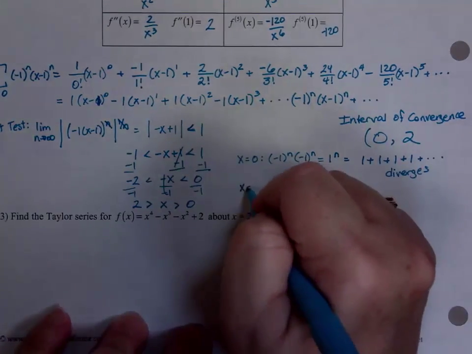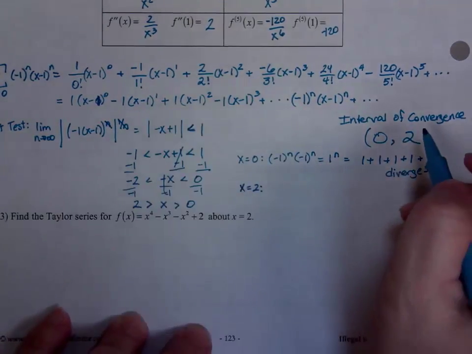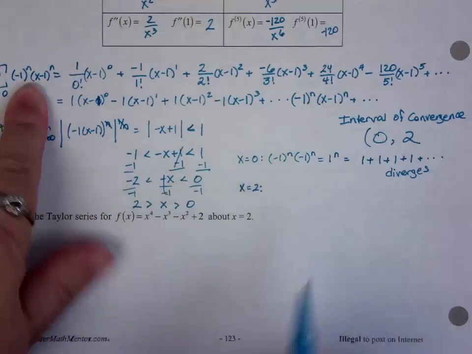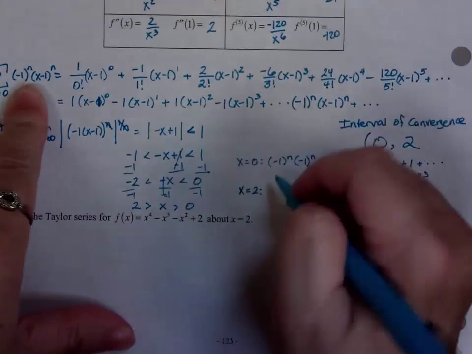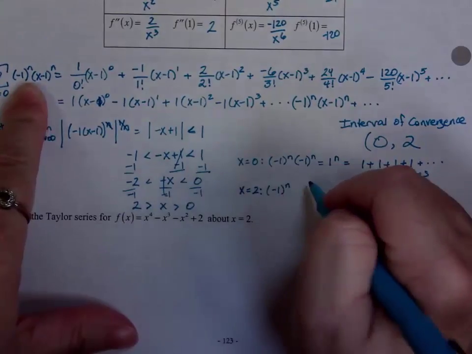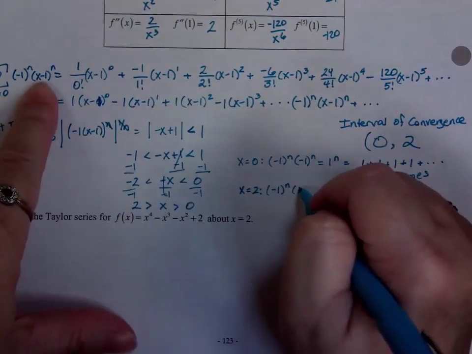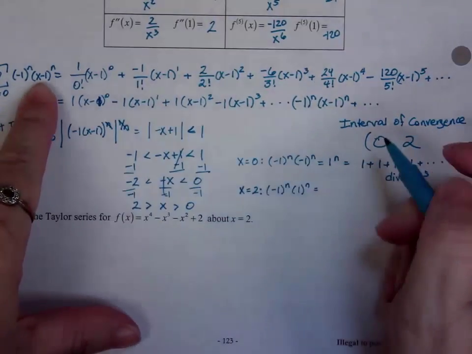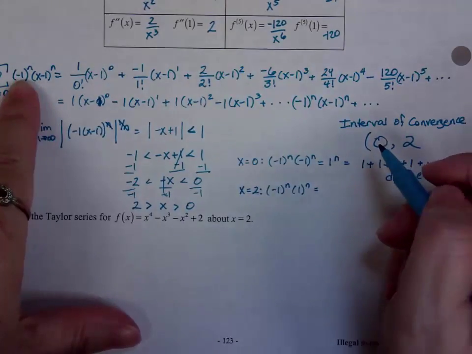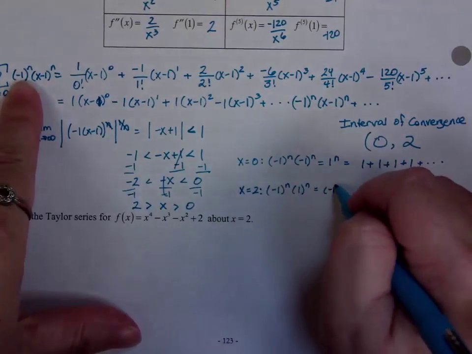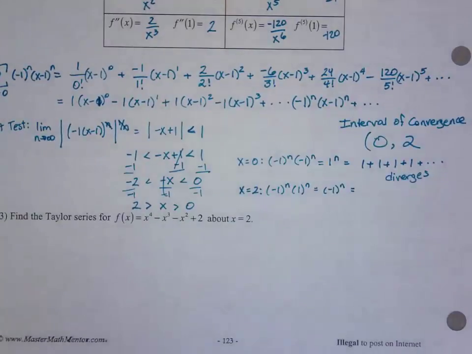X equals 2. Go back to the problem. You still see it? Yes. Negative 1 to the n. 2 minus 1 is 1 to the n. And negative 1 times 1 is negative 1 to the n. So, some of you will know immediately what that's going to do. Some of you will need to write the terms out. I'm going to go ahead and write the terms out.